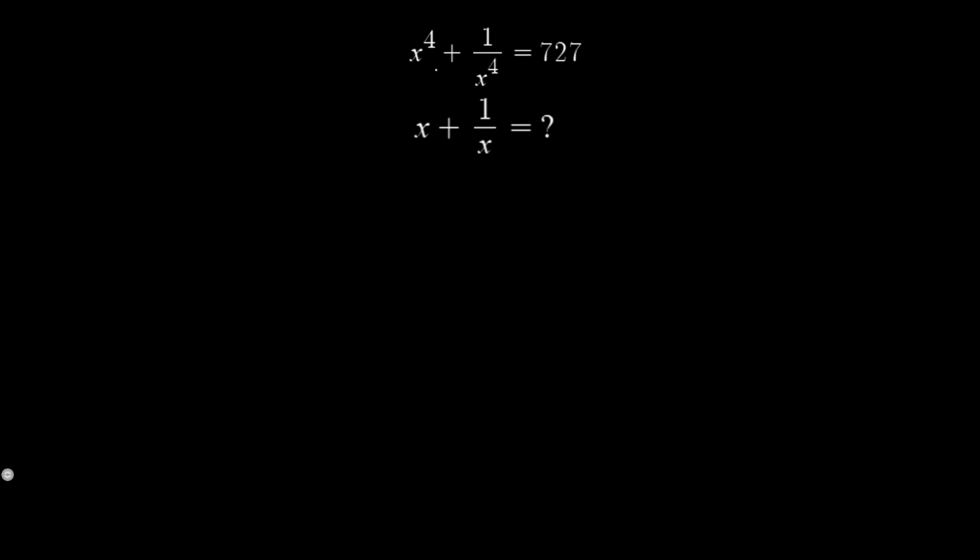So, pretty much here we have x to the 4 plus 1 over x to the 4 is equal to 727. And we are asked to find x plus 1 over x.